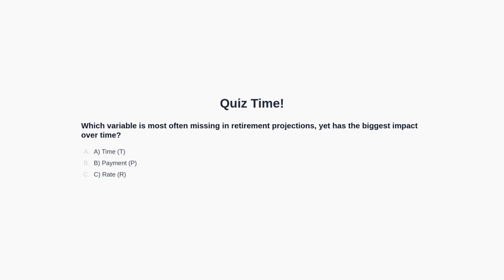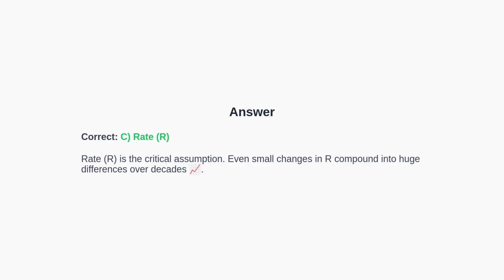Quiz time. Which variable is most often missing in retirement projections, yet has the biggest impact over time? Option A is time, option B is payment, and option C is rate. You may pause the video now to think about the answer. We will discuss the answer in the next section of the video. The correct answer is rate. The growth rate is the key assumption that many materials omit, and it dramatically affects projections over long horizons.